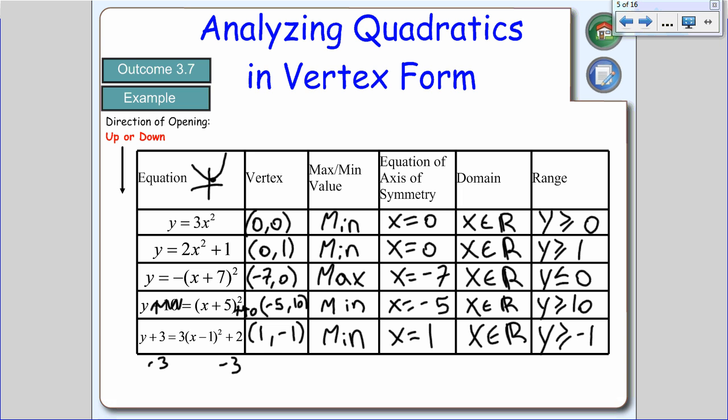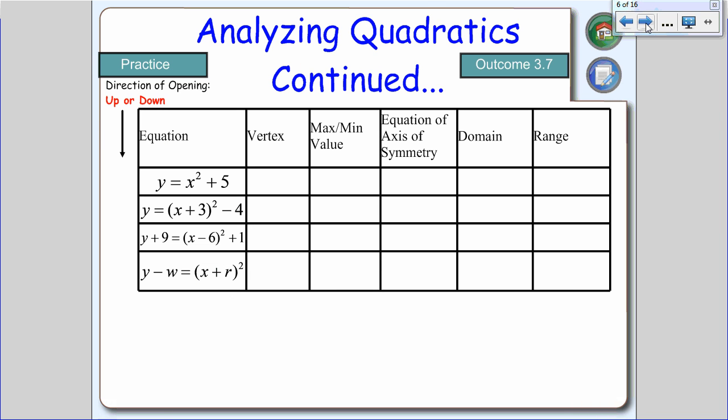Okay, there's a couple hard ones. We're going to skip down to the very last one. If you feel you need more practice, then after the lesson you can fill out the other 3. But we're going to go down to the bottom one because that one looks scary. It's really not scary. The first thing you need to do is put it in standard form, which means y is by itself. So you need to add w to both sides, and you get y is equal to (x plus r) squared plus w.